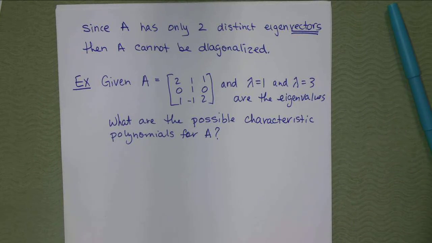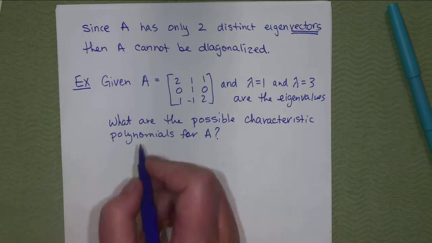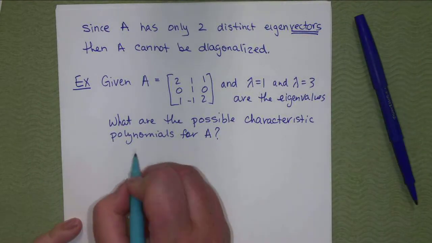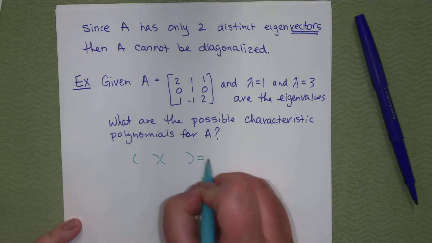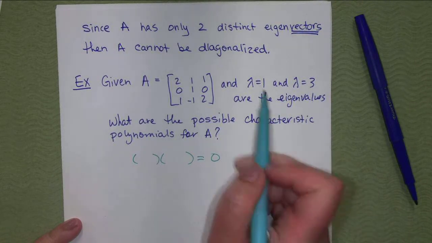So you could use this as practice as well, because I just told you what the eigenvalues are. If you wanted to practice before the exam, this one you know the answers to. So 1 and 3 are the eigenvalues. What are the possible characteristic polynomials? You don't need to find the characteristic polynomial of this. Remember, the characteristic polynomial is something factored equal to 0. We were given 2 values.